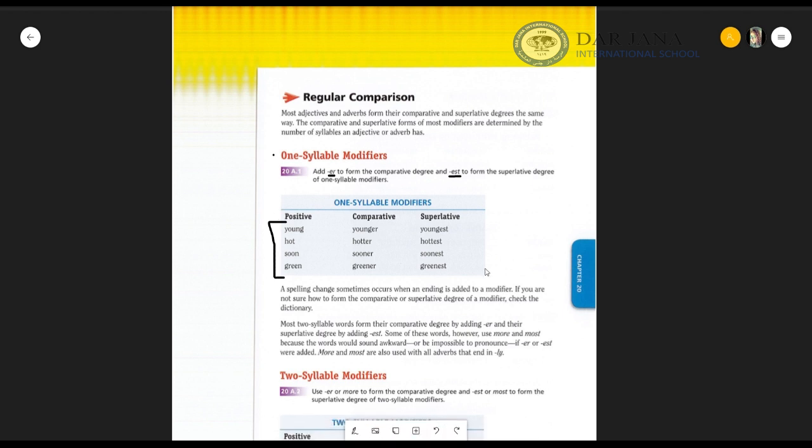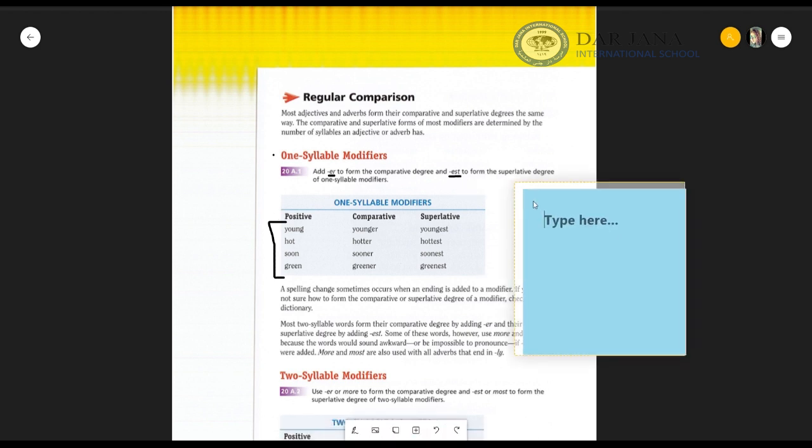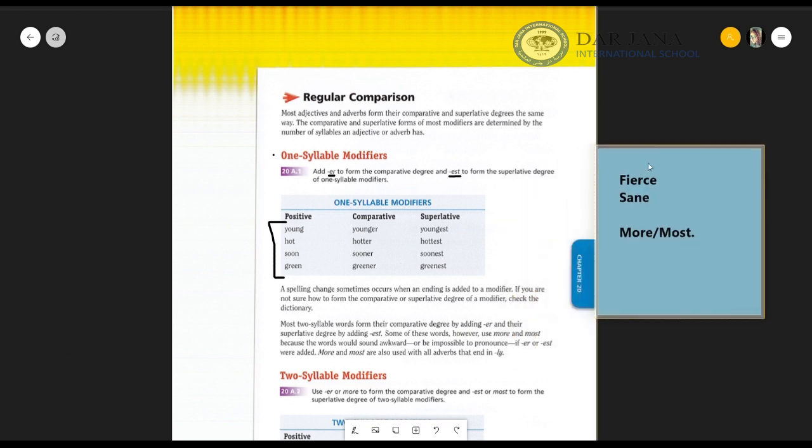Now, you might encounter some words that are a violation of this rule, so an exception. For example, fierce or sane. Those are one-syllable words, but they cannot take ER or EST, so I have to add more or most to them. It's just a side note. If you encounter such words, do not freak out. Do not try to add ER or EST to them, because it's not going to work. And keep in mind there are a couple of other words that violate this rule as well. So this is just a side note for you.